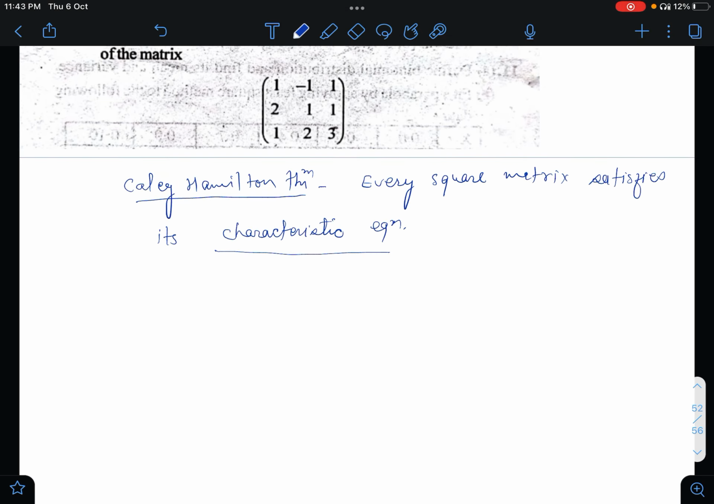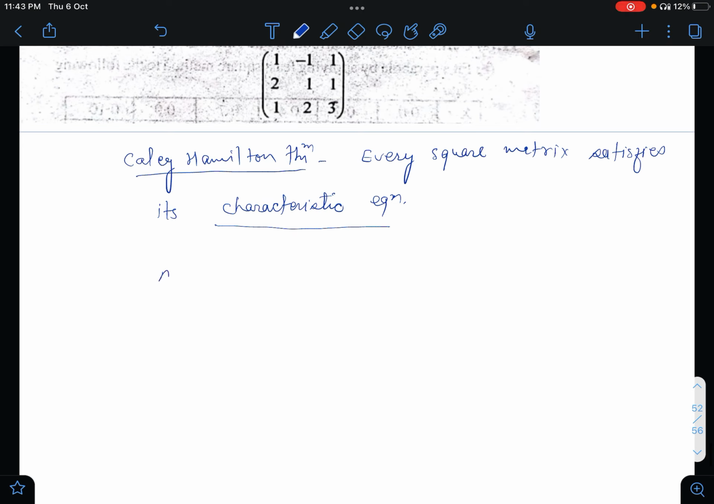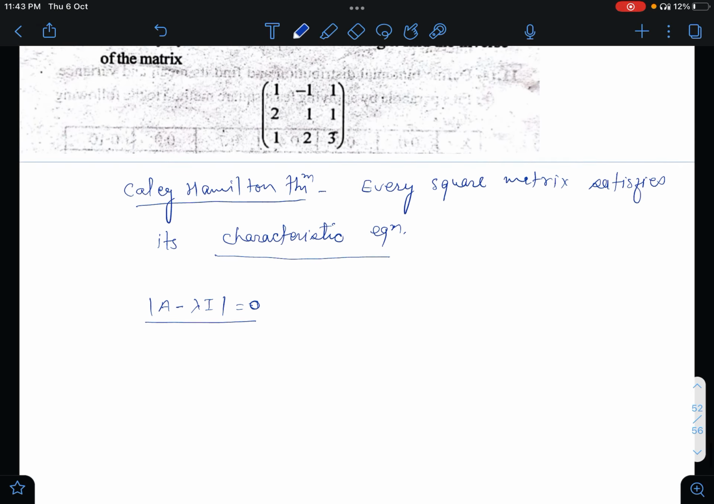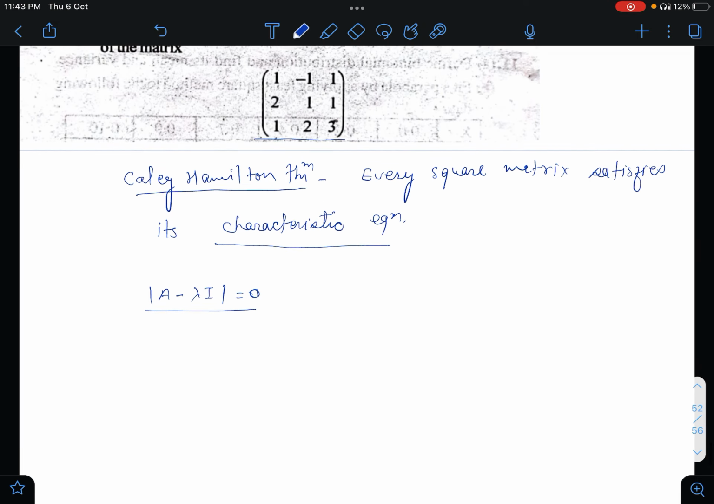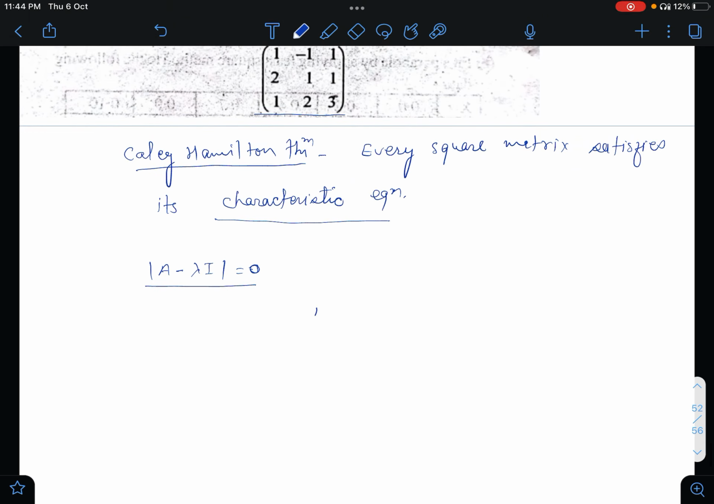So what does this characteristic equation mean? If a matrix A is given, then the characteristic equation is the determinant of A minus lambda I equal to 0. From here we can find the characteristic equation of a matrix, in the form of powers of lambda. Now we need to find the inverse of the given matrix using the characteristic equation.